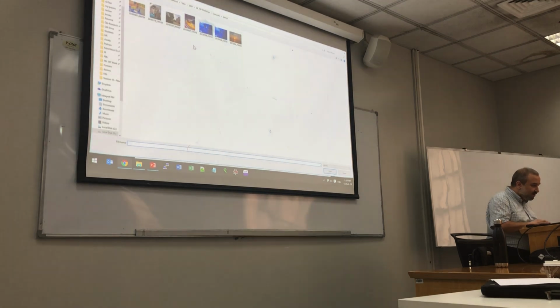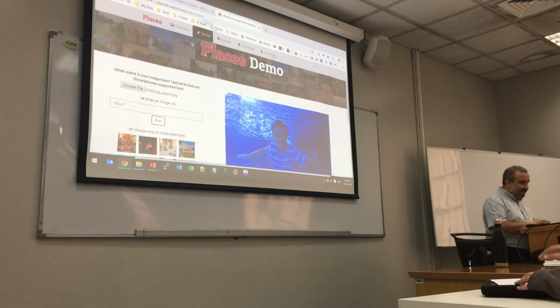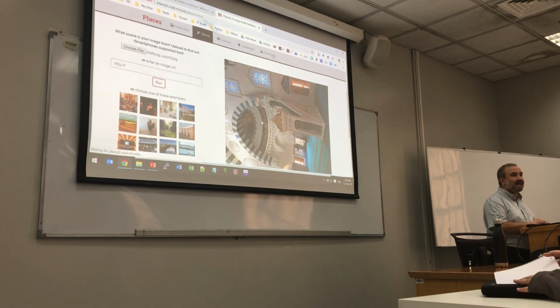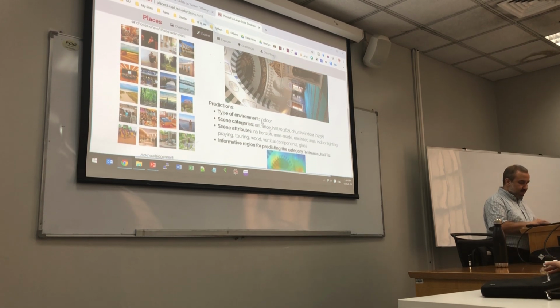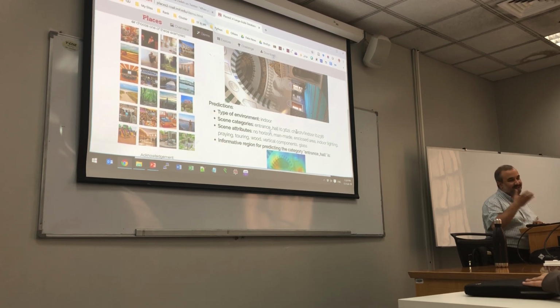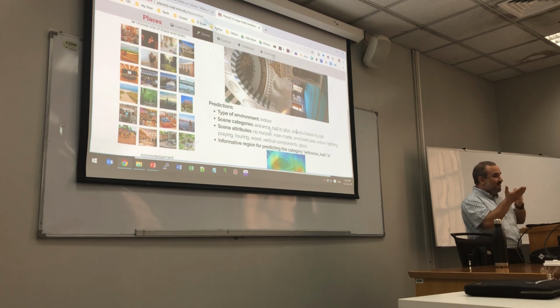One more photo. What do you think that is? It's a mosque, right? It says church. That's really good. Of course, maybe it doesn't have an example that says mosque, but that's pretty close.